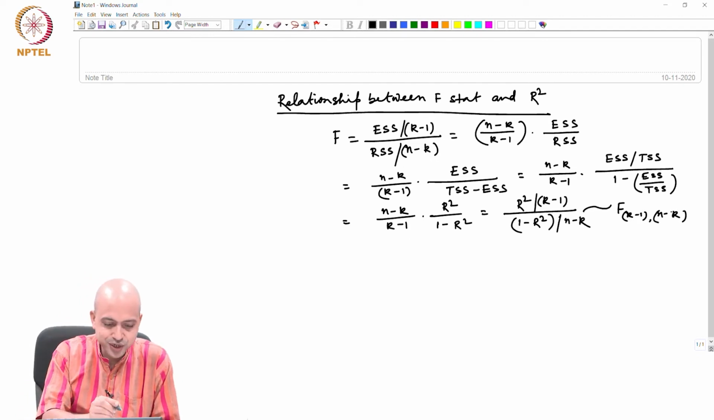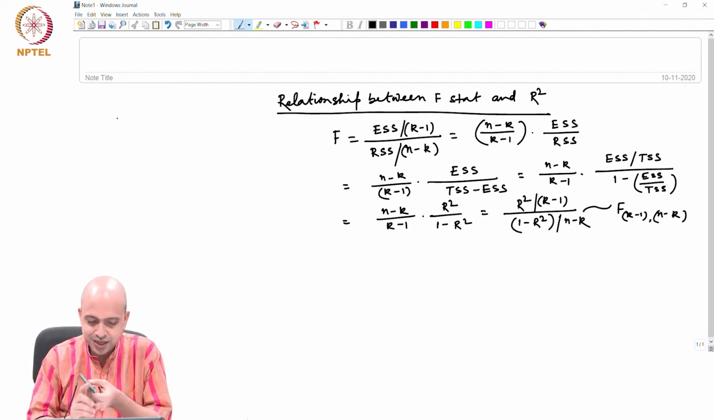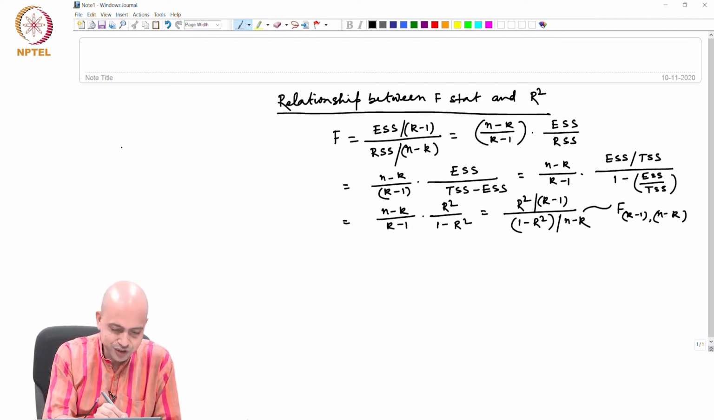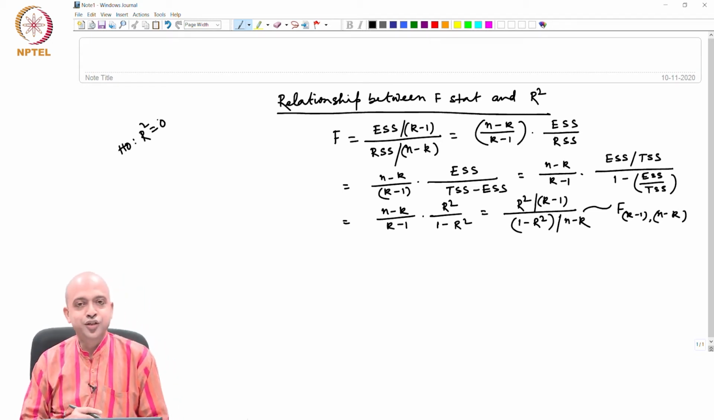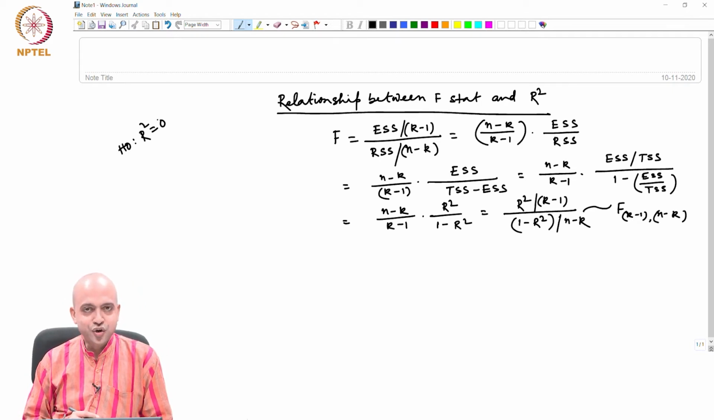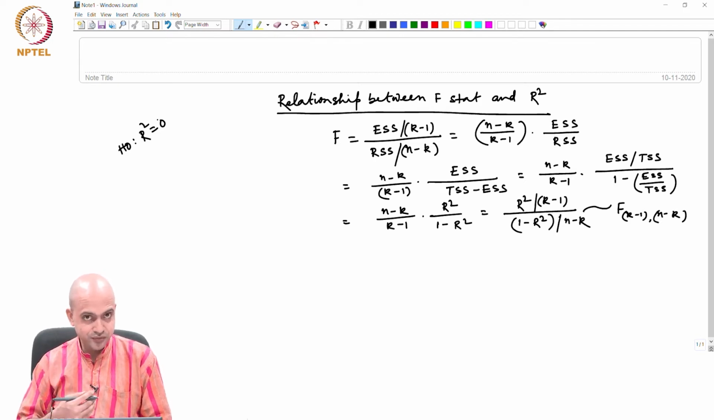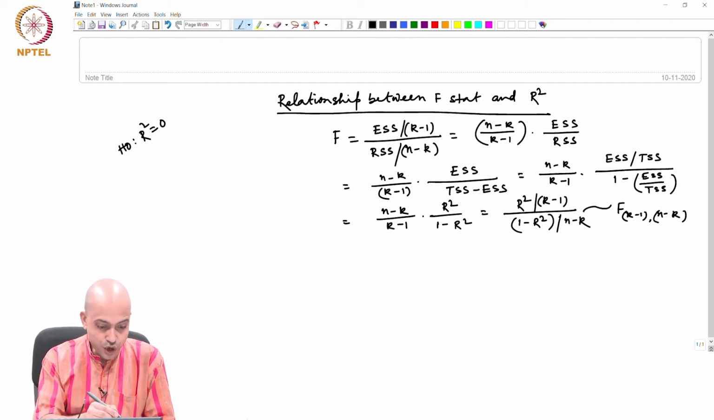What is that hypothesis? Let us say that our null hypothesis is R square equals 0. That means the model does not have any significant explanatory power. Okay? If R square is 0, that means your model is not able to explain a significant portion of the total variation in your dependent variable. That is why this is the null hypothesis.